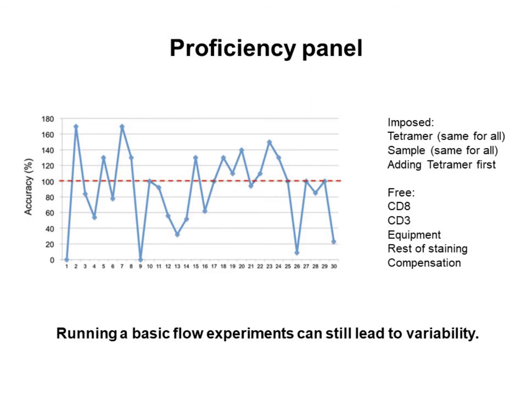The test labs had the freedom to choose the other reagents, like the CD8 and CD3 antibodies, the type of equipment, to perform the compensation as they were used to, and the washing steps. You have a bit of freedom. And I think the data here is quite impressive, and it shows you how the accuracy in the expected frequency is variable. So you see, even running a basic flow experiment, a 3-color experiment, can still lead to variability.